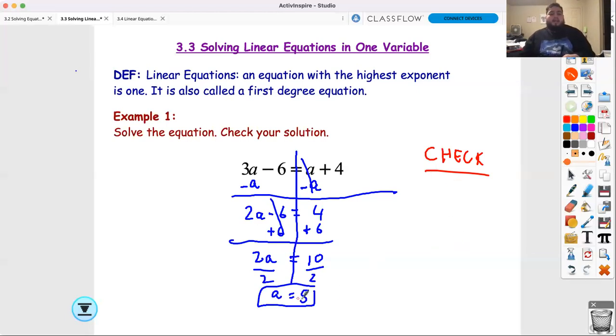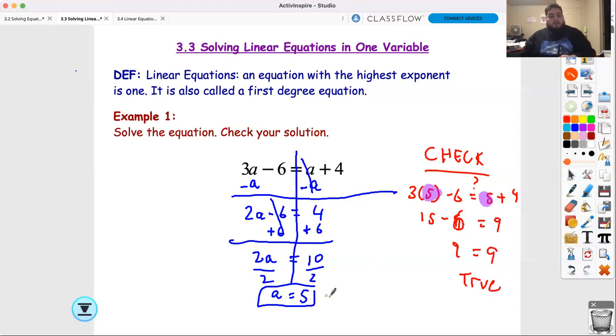So check, plugging in the 5 for A. So it'll be 3 times 5 minus 6 equals 5 plus 4 question mark. And just to show you what I mean, I've plugged in the 5 to these parts for A. 3 times 5 is 15 minus 6 is 9. 5 plus 4 is 9. That's true. So therefore, 5 is the correct solution.